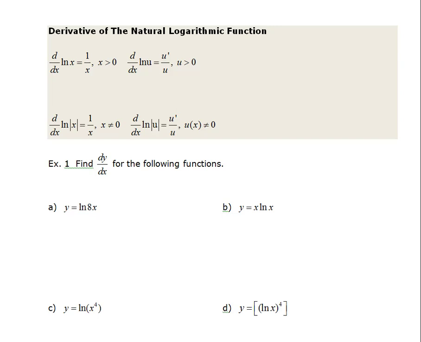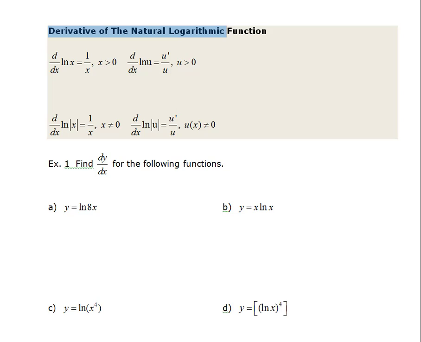So this is the summary of the derivative of the natural log function. The derivative of the natural log of x is 1 over x, and the domain is for x greater than 0. When we take the natural log of a function, we use the chain rule, and that derivative is going to be u prime over u, and u is greater than 0. And then the extension is the natural log of the absolute value of x, which is equal to 1 over x.